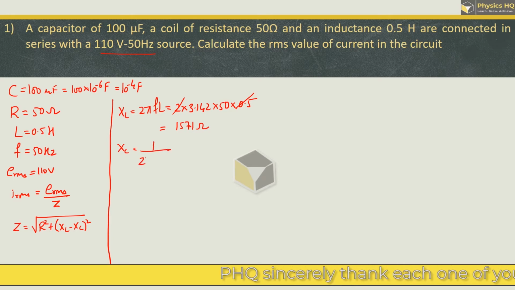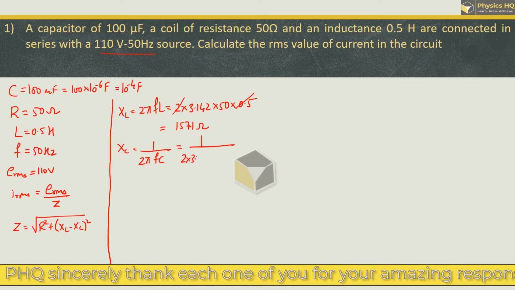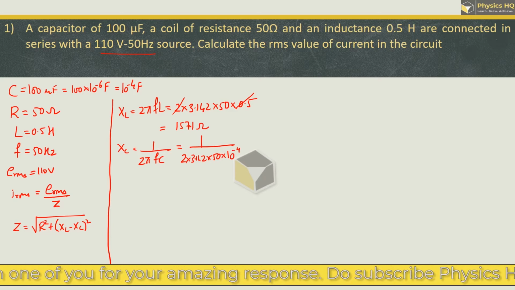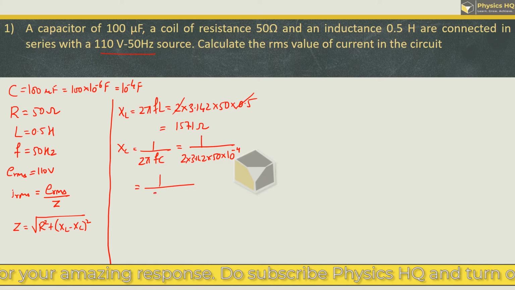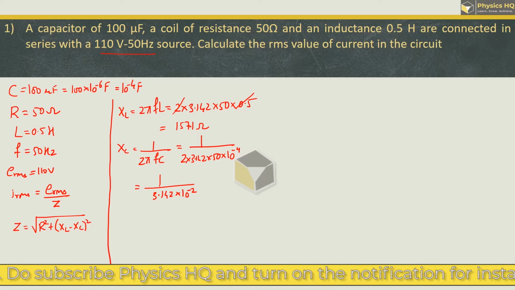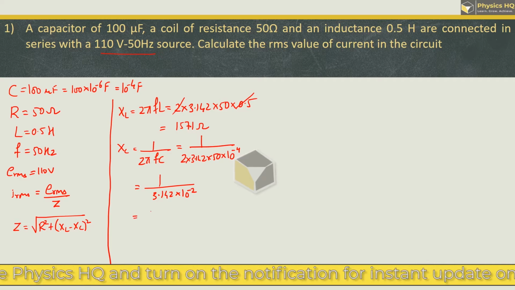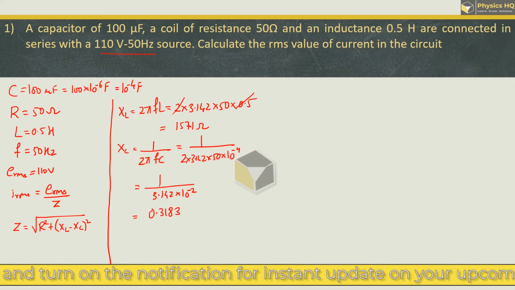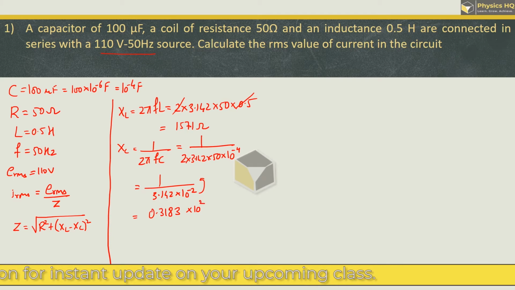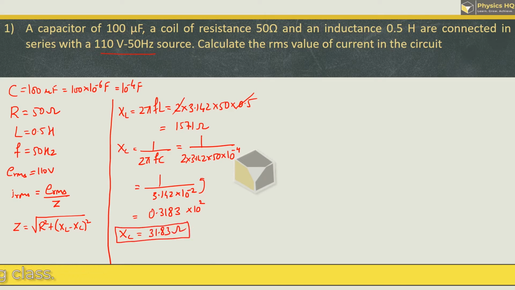XC is given by 1 upon 2 pi FC. This is equal to 1 upon 2 into 3.142 into 50 into 10 raised to minus 4. 50 into 2 will be 100 and we will be left with 1 upon 3.142 into 10 raised to minus 2. Now we can take reciprocal from the logbook over here and we'll get 0.3183 into this 10 raised to minus 2 from denominator. It will become 10 raised to 2 in the numerator. So finally we got XC is equal to 31.83 ohm.